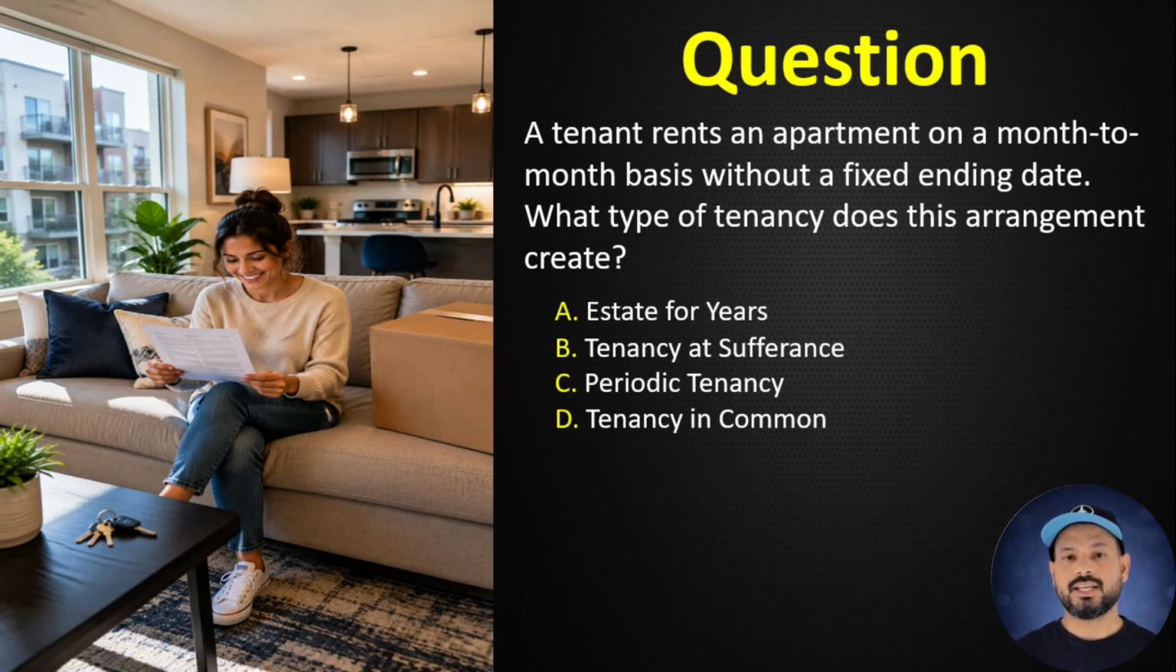Question number 16. A tenant rents an apartment on a month-to-month basis without a fixed ending date. What type of tenancy does this arrangement create? A. Estate for years, B. Tenancy at sufferance, C. Periodic tenancy, D. Tenancy in common. Correct answer, C. Periodic tenancy. Periodic tenancy automatically renews until either party provides proper notice.